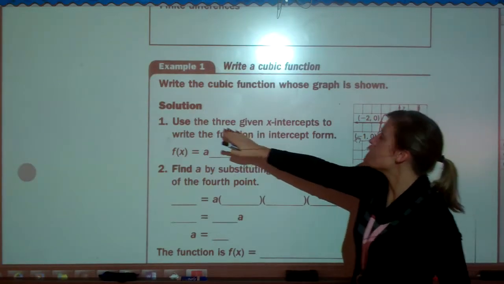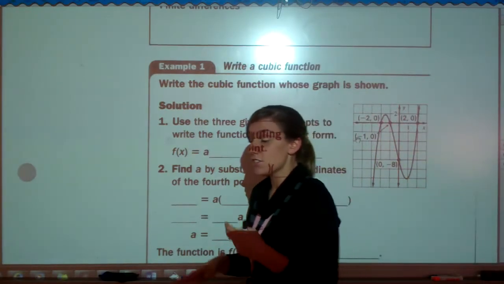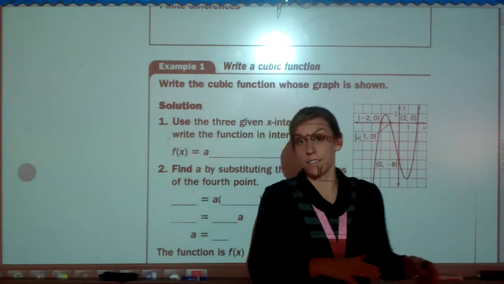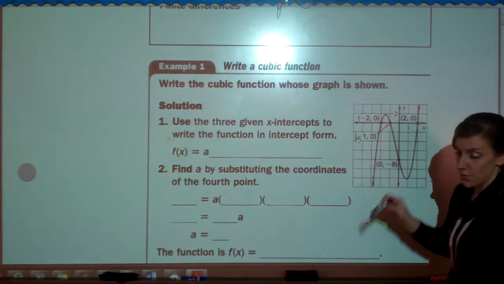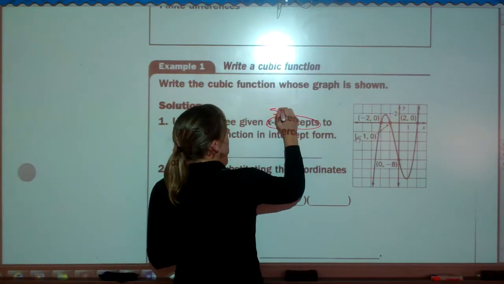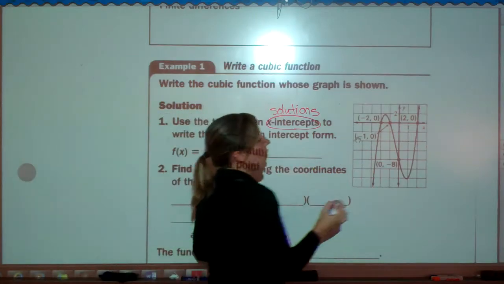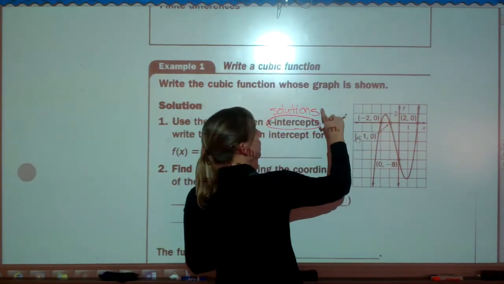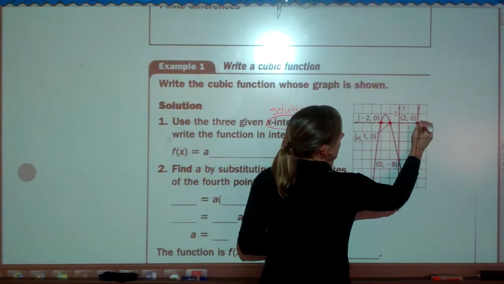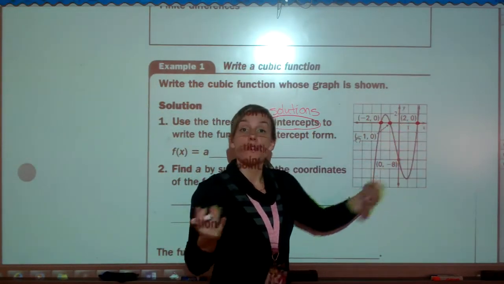It says, use the three given x-intercepts to write the function in intercept form. So just like we've been solving polynomials, after we factor, we say x equals this, and x equals this, and x equals this. Okay, you can actually get that straight from the graph. So x-intercepts are really just the same thing as solutions. Okay, so when we look here, the solutions are the x-intercepts. So right here is an x-intercept, right here, and right there. Those are the x-intercepts where it's crossing the x-axis. So those are the solutions.